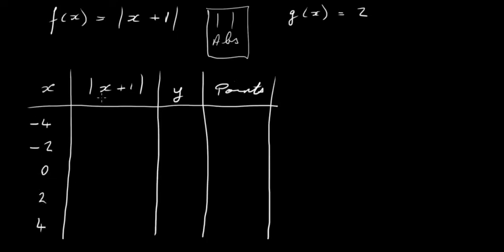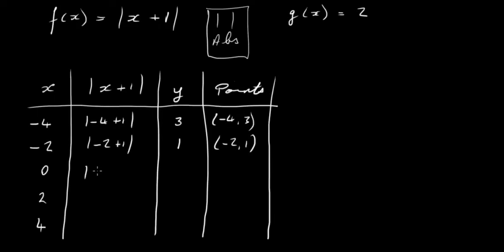Okay, so let's take minus 4. Well, minus 4 plus 1 will be here. Minus 4 plus 1 is minus 3, and the absolute value of minus 3 is going to be plus 3. So our point is going to be minus 4, 3. Let's put in minus 2, so we got minus 2 plus 1. Minus 2 plus 1 is minus 1, and the absolute value of minus 1 is going to be plus 1.